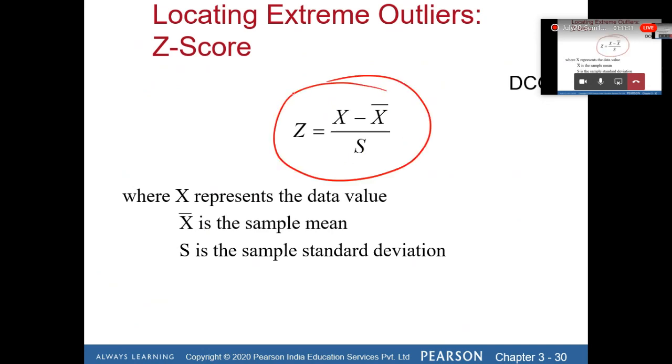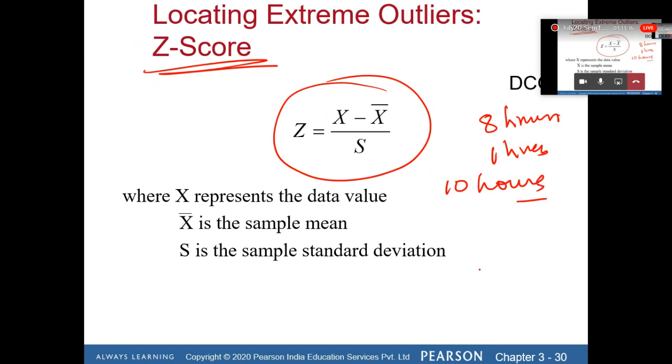Suppose, for example, you are working in a company where the average working hour is 8 hours, and the standard deviation of working hours is 1 hour. And you want to know what percentage of people in your organization are working more than 10 hours. This is the case study, so in this case you have to use the Z-score.